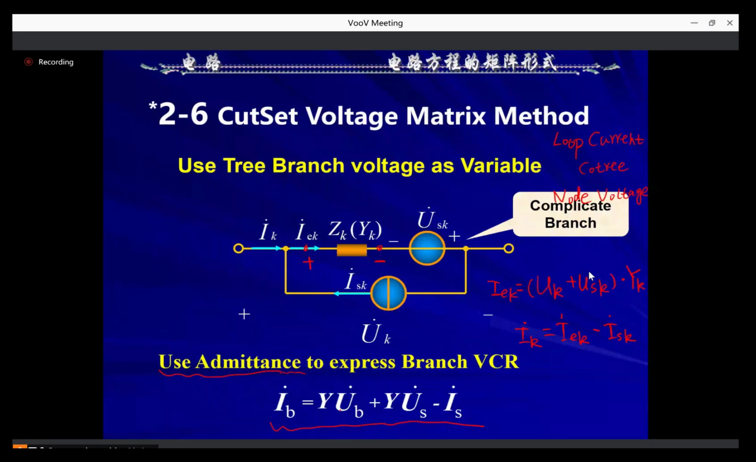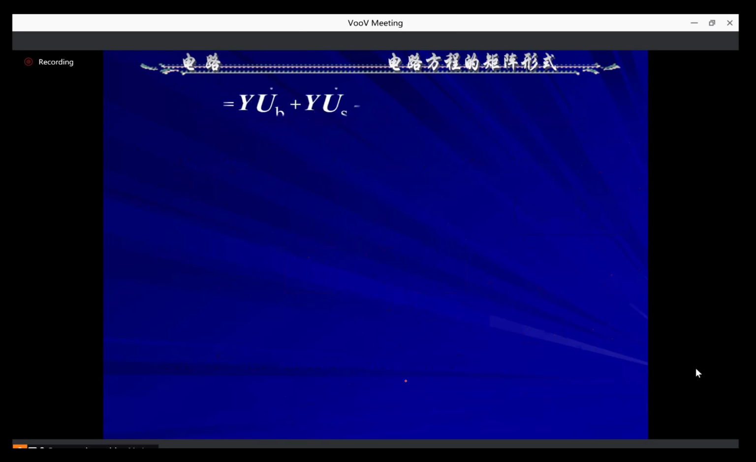So this is the expression: Y times UB plus US, where US means the voltage source, minus IS. IS is a current source. So this is the admittance form to express the branch VCR. Branch VCR means branch voltage current relation.